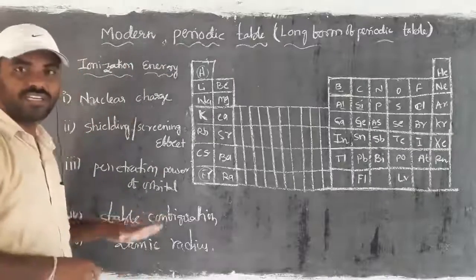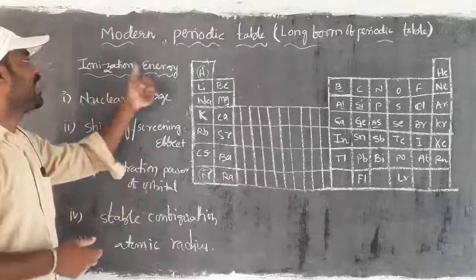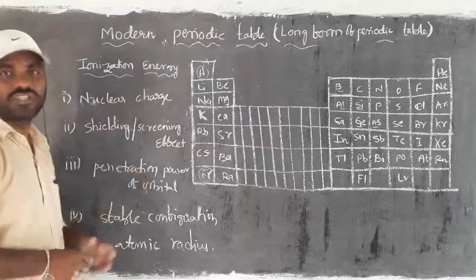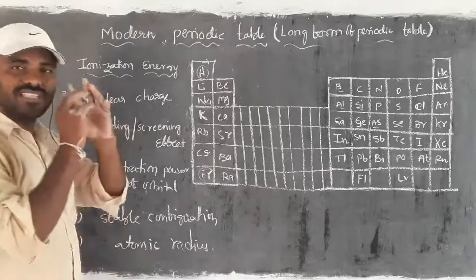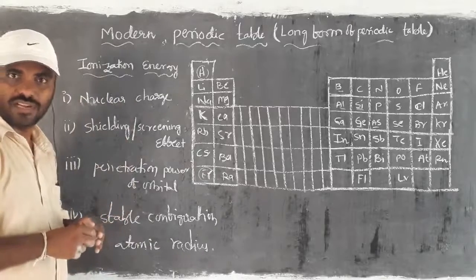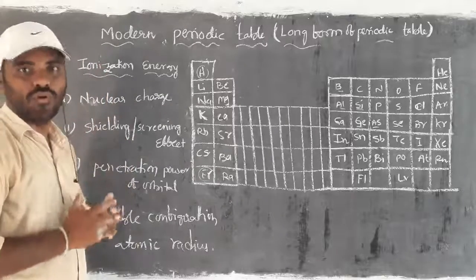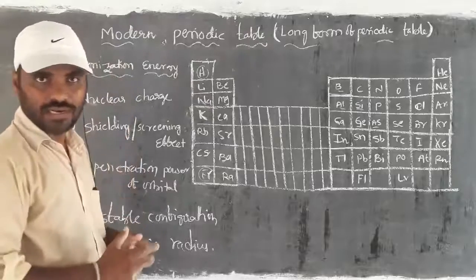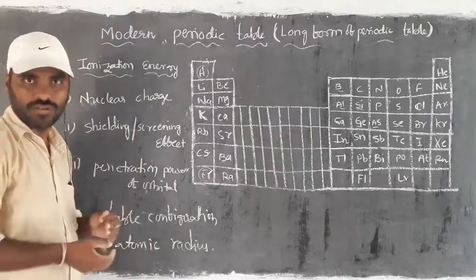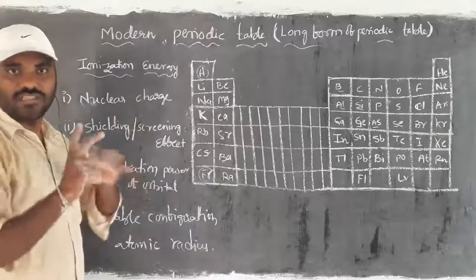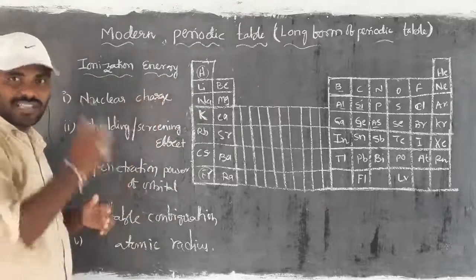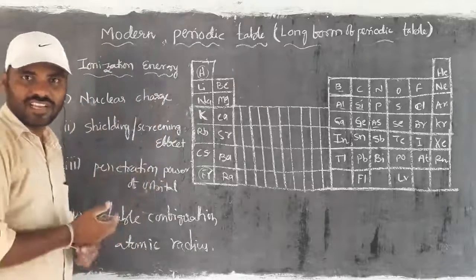So we have 5 different factors which can change the ionization energy of a particular element. The first factor is nuclear charge. Already we discussed, if the nuclear charge is small, then the ionization energy value is less. If the nuclear charge is more, then ultimately the ionization energy value is more. With the nuclear charge, we are able to get the variation in the ionization energy. If the nuclear charge is less, then ultimately ionization energy is also less.